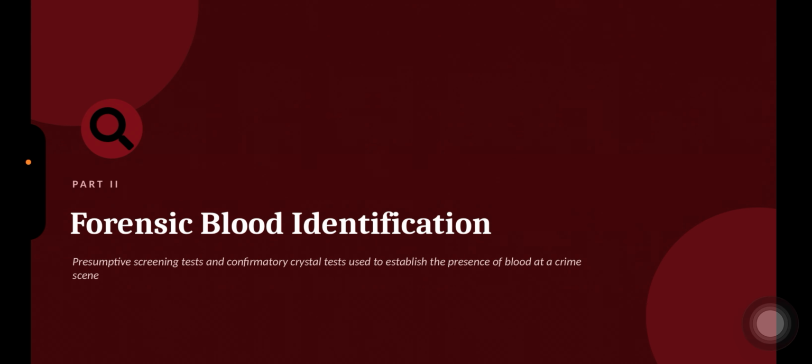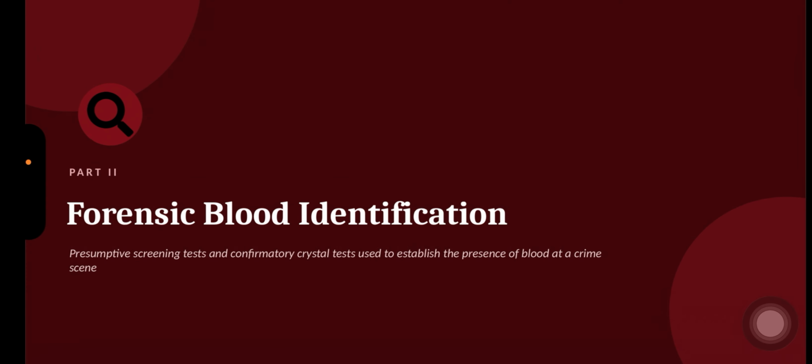Today we'll be studying blood identification. Imagine you arrive at a murder scene. There is this reddish brown stain on the floor. Is it really blood? Could it be rust, paint, or tomato sauce? Before DNA analysis, a forensic scientist must answer one simple question: is this blood? Today, we'll learn exactly how forensic experts answer that question.